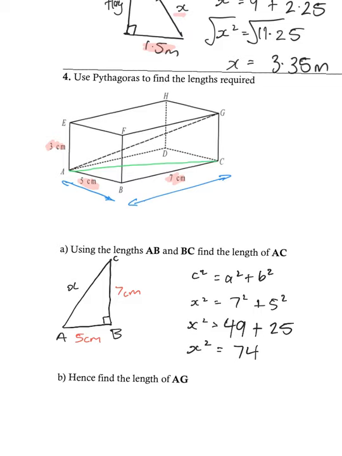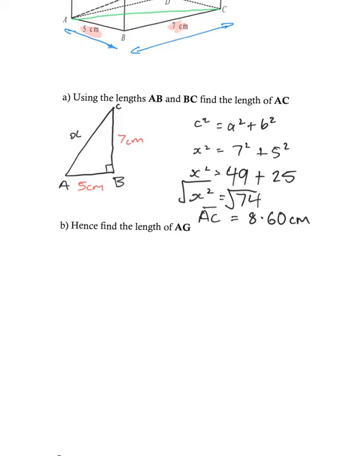Okay. And then to find the value of that x, or that length A to C, square root both sides. And write AC equals 8.60. Okay, and then that length was in centimeters. Cool.